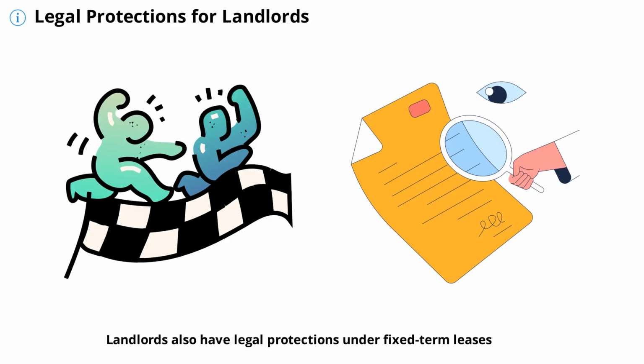Landlords also have legal protections under fixed-term leases. For example, they can require tenants to follow the lease terms and pay rent on time. If a tenant violates the agreement, the landlord may have the right to seek eviction or compensation. Understanding these protections helps landlords manage their properties more effectively.